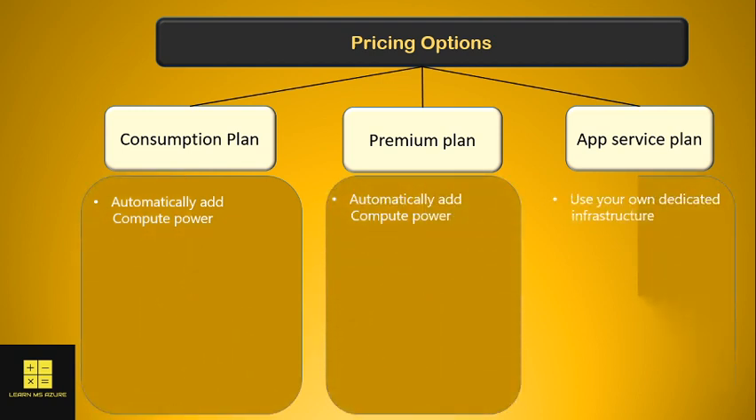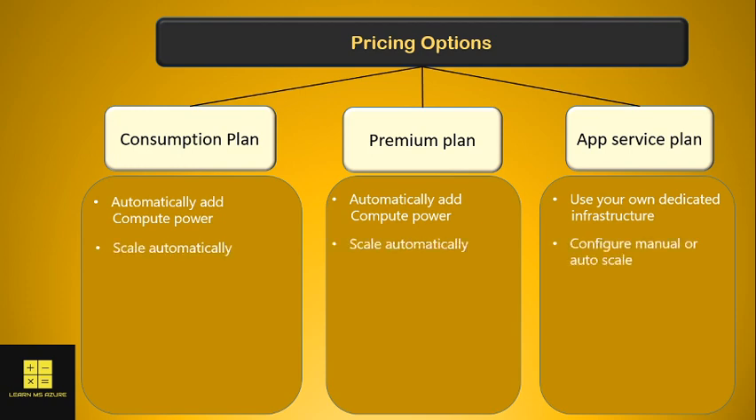Both the consumption and the premium plans automatically add compute power when required. They are automatically scaled out when load increases and scaled in when no longer needed. In the consumption plan, you don't even pay for idle VMs or reserved capacity in advance. Whereas for the app service plan, you use dedicated infrastructure, and here you need to manually configure auto scaling or manual scaling. In the consumption plan, your function can run for a maximum of 10 minutes, after which you will no longer be able to run it for each instance. In the other two cases there is no limit, however you have to configure the time for the same.